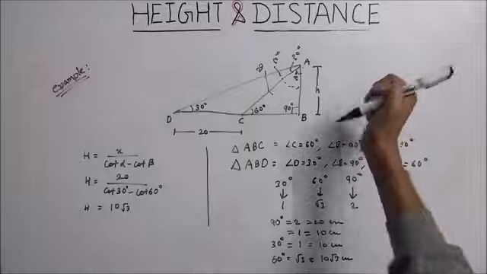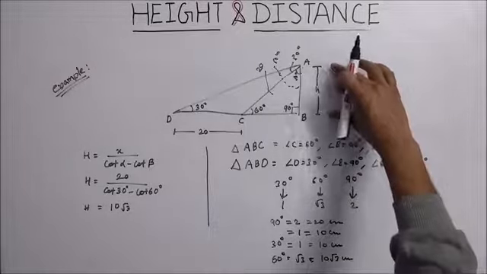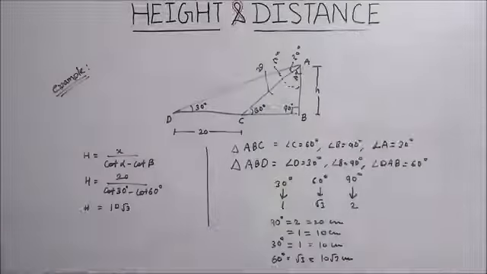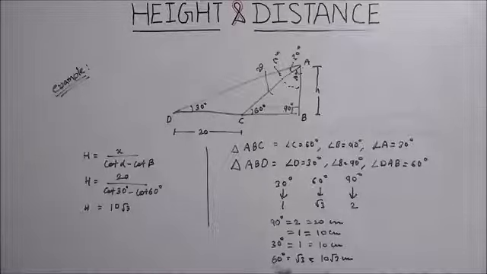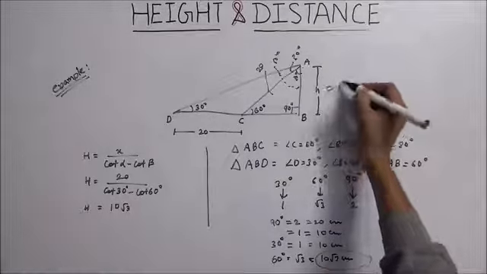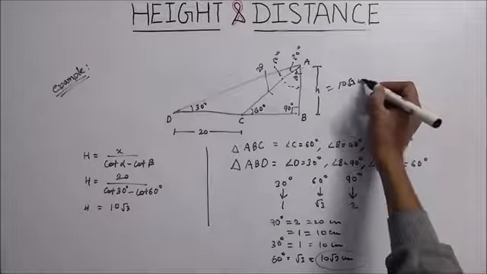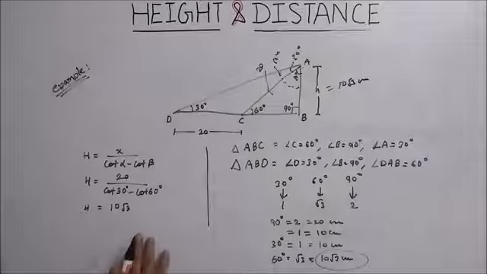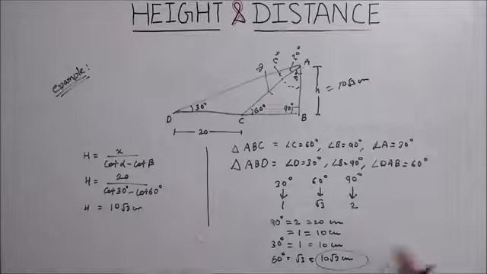Now we have to calculate the height. The height is opposite to the angle 60, and when we calculate the angle 60, the value we get is 10 into root 3. So this value is 10 root 3 centimeter. By using this way or by using the other way, you get the same answer.